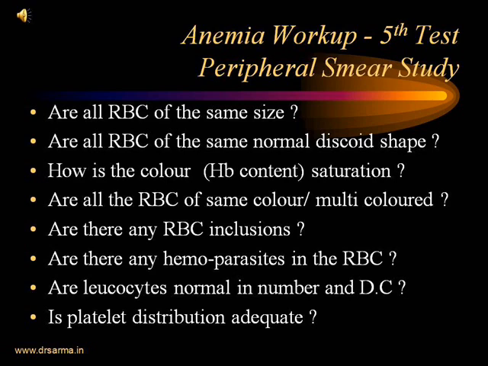Then, looking at the WBC series, whether the leukocytes are normal in number and normal in the differential count, because a cause that affects the RBC maturation might also affect the other formed elements of the bone marrow, like the leukocytes and the platelets. So when we see the peripheral smear, we not only concentrate our attention on the RBC, we also look at the leukocytes in their number and the differential count, and of course the distribution of platelets, whether it is adequate or not. This is how a peripheral smear has to be reported.